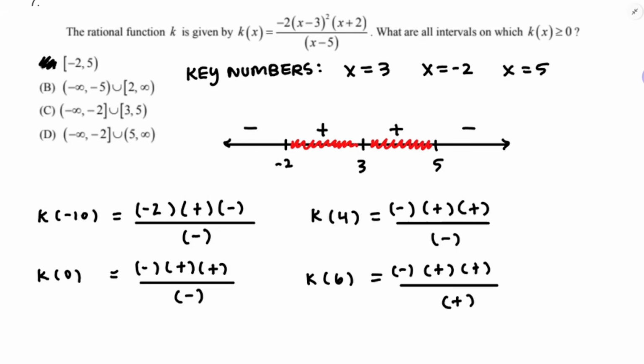Then we would need to think about these edge points. Are they included in our solution region or no? When x equals -2, the numerator is 0, k of x equals 0, that is greater than or equal to 0. Okay, that's in. When x equals 3, same story, it's part of the numerator. But when x equals 5, that makes the denominator 0. That's a vertical asymptote. It's definitely not defined, so it's not going to be greater than or equal to 0 if it's undefined. And that's why it's -2 to 5, including -2, but not including 5.